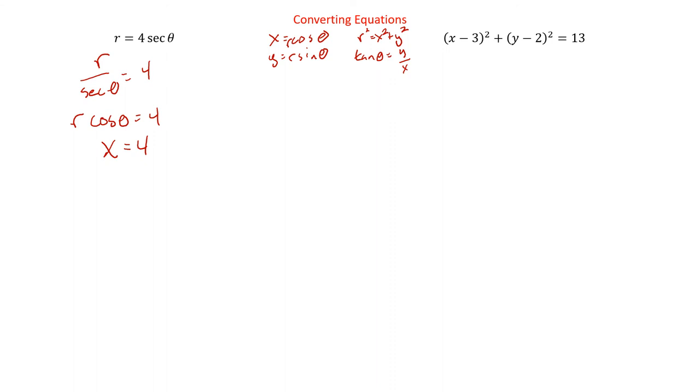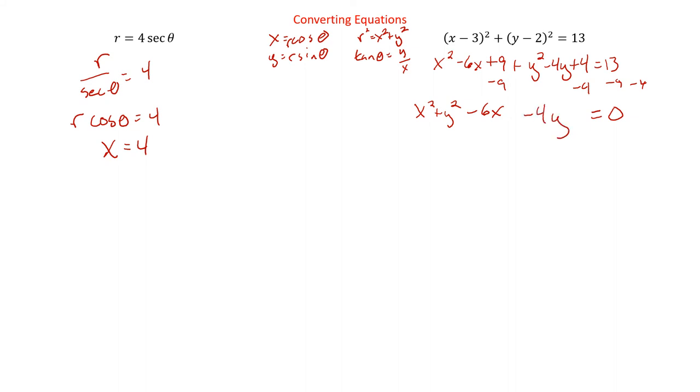So what are we going to do? We're going to first multiply everything out. x minus 3 squared is not x squared minus 3 squared. Don't be that guy. It's x minus 3 times x minus 3. So we get x squared minus 6x plus 9. Same thing for y: y squared minus 4y plus 4 equals 13. We can subtract 9 and subtract 4 from both sides; 13 minus 9 minus 4 equals 0. That works out for us. I'm going to move the x squared and the y squared together, so we have x squared plus y squared minus 6x minus 4y equals 0.